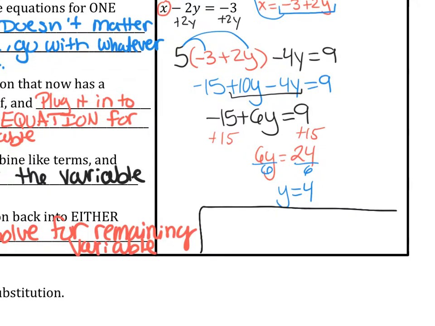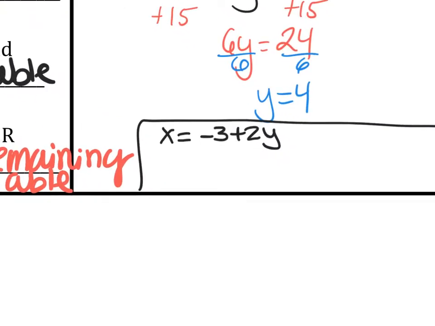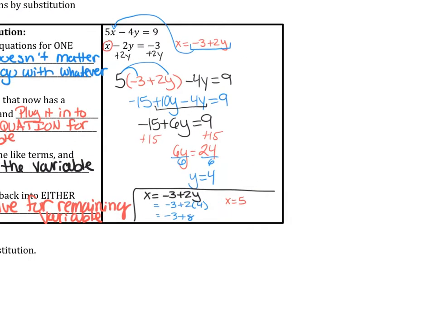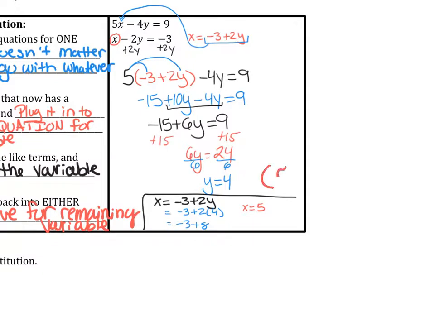So if I just take my x equals negative 3 plus 2y and plug in 4 for y, then we'll get what x is equal to right off the bat. So we'll have negative 3 plus 8, which means x is equal to 5. So my solution will be the point (5, 4). But again, you can plug that variable back into either of the equations, and it will give you the same value.